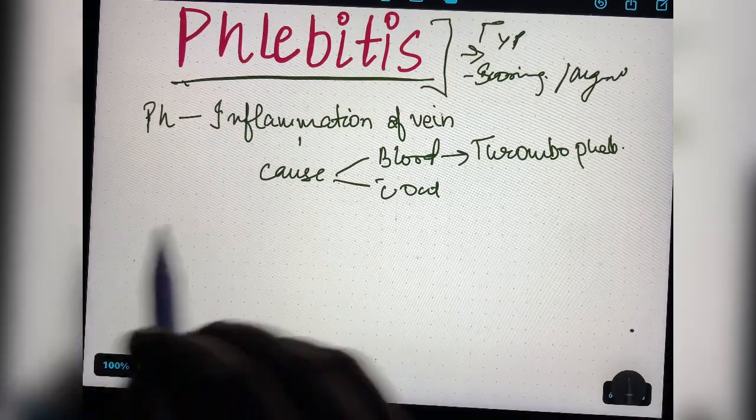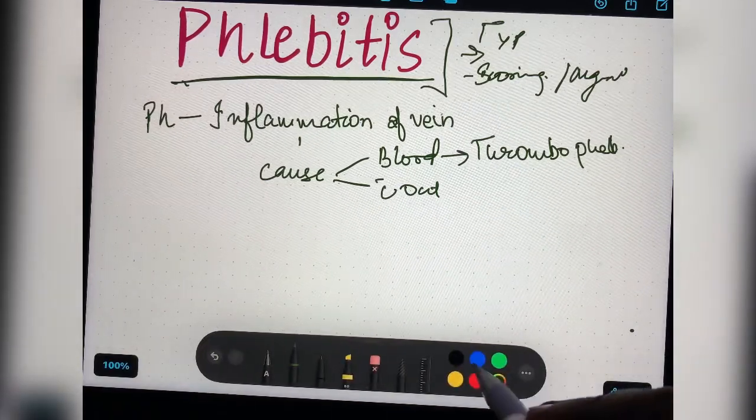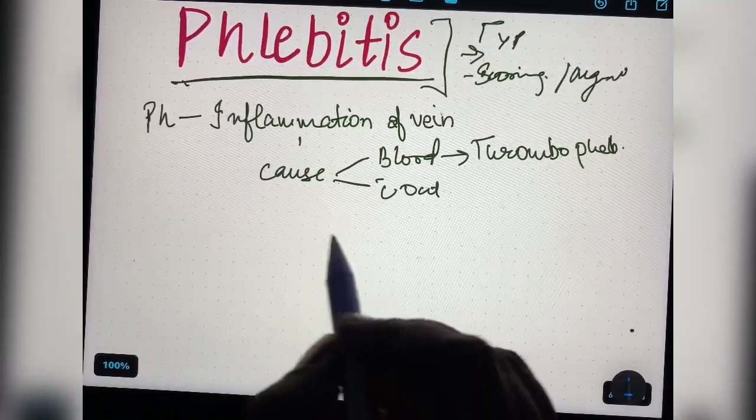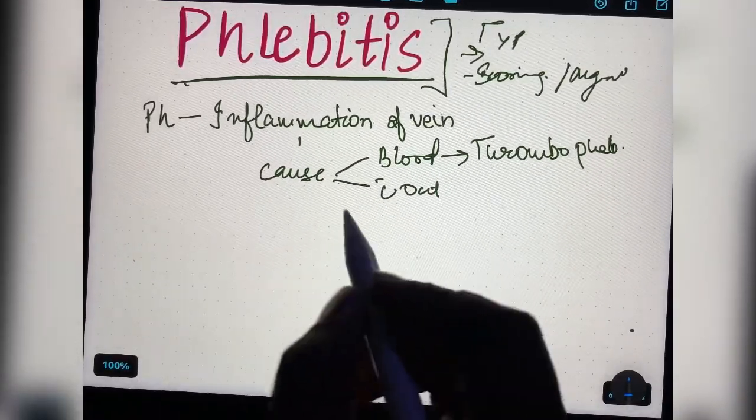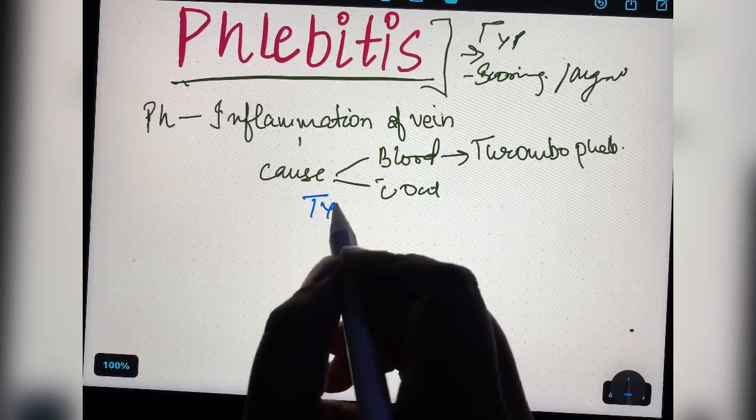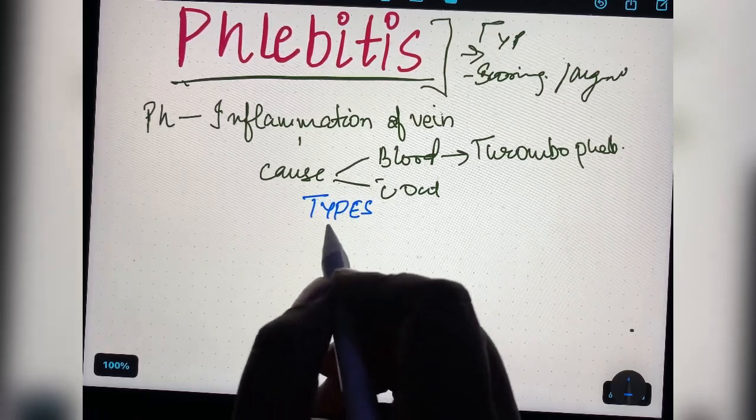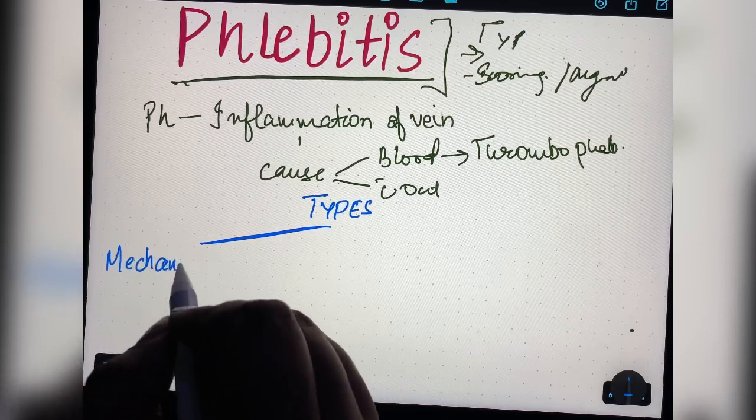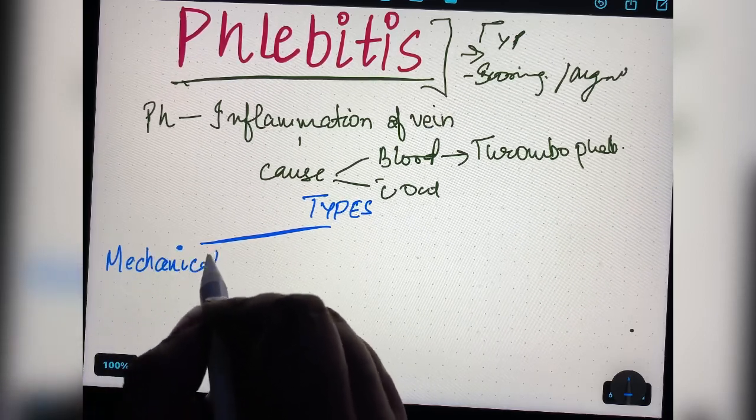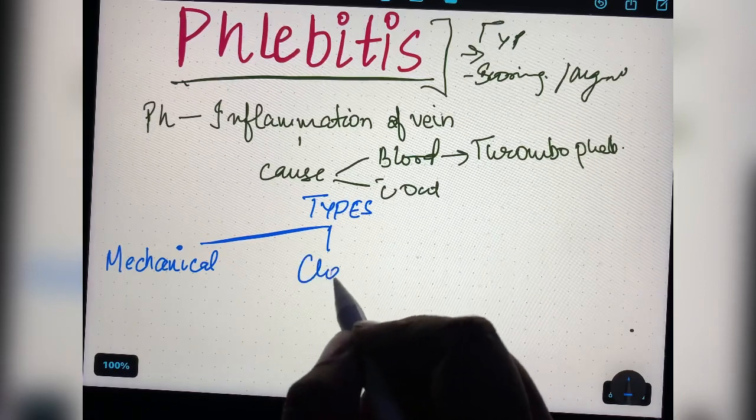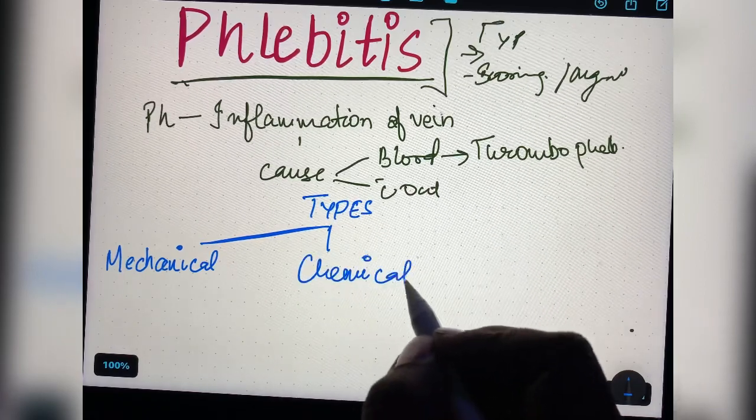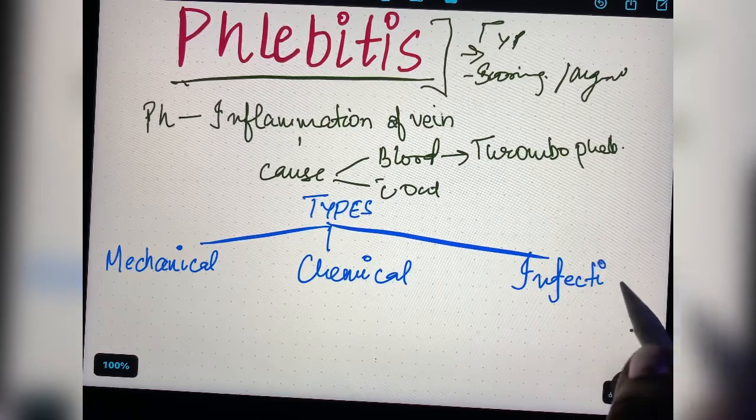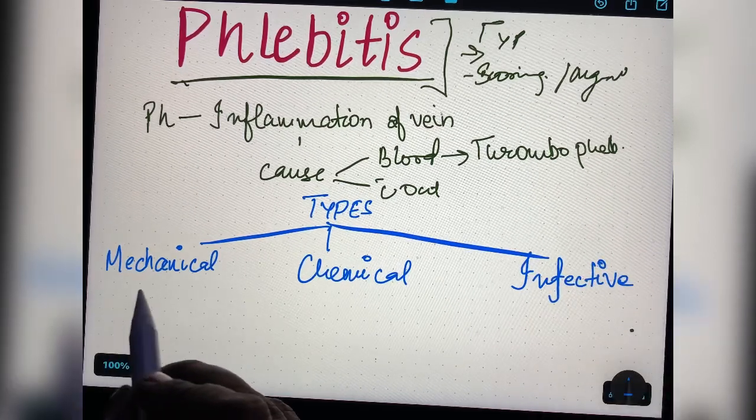Now we'll quickly come to the causes of phlebitis. We have numerous causes of phlebitis, but in today's session we'll discuss mainly the three causes of phlebitis. One is mechanical. Another one is chemical. And the third one is infective. So quickly we'll come to this.